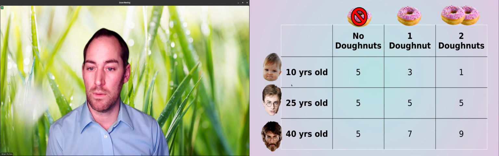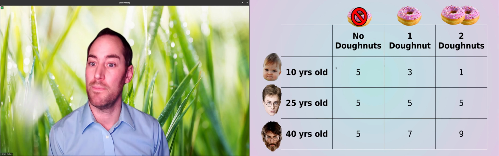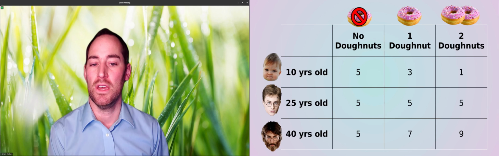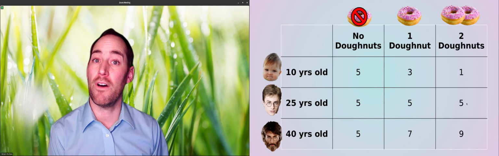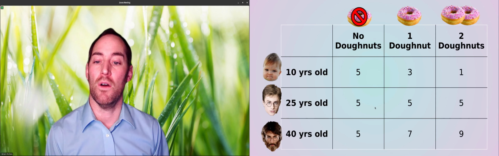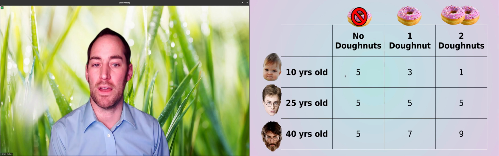Now let's look and see if there's a main effect of age. So for this one, we look at the ages. For the 10-year-olds, what's their average? 3. 10-year-olds made an average of 3 Lego creations. 25-year-olds made an average of 5 Lego creations. 40-year-olds made an average of 7. So 40-year-olds were the most productive, over 25-year-olds, over 10-year-olds. So there is a main effect of age.